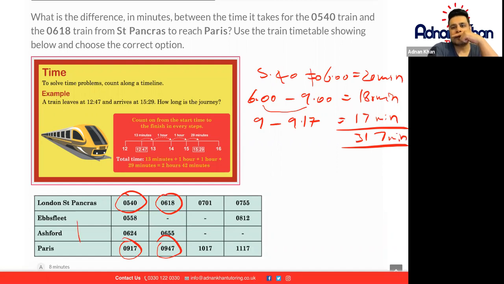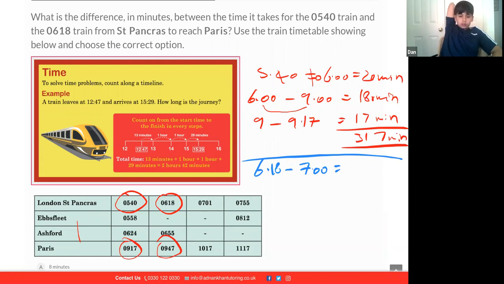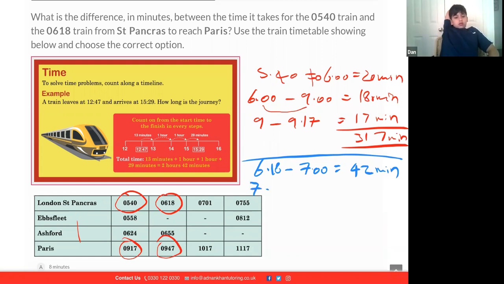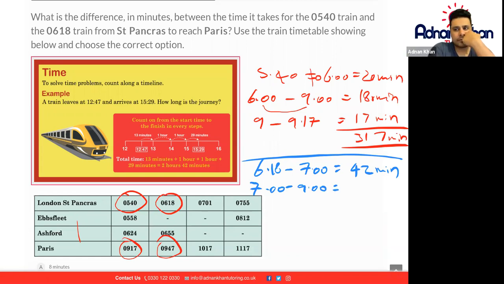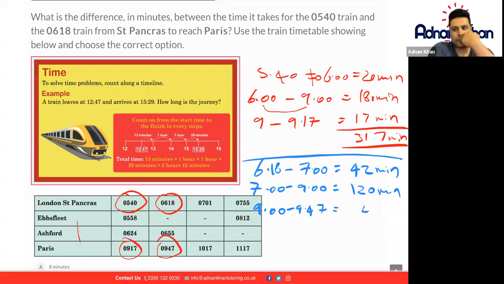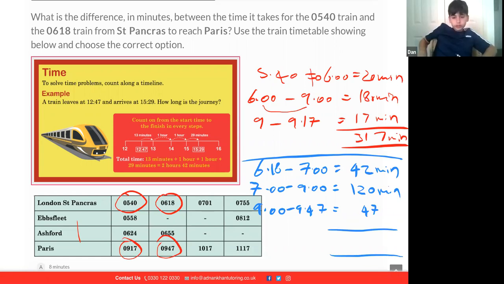Let's do the second one. So the second one is going to be from 6:18 to 7. How many minutes? It is 42. And then 7 till 9 is 2 hours. How many minutes? 120. Then 9 to 9:47 is 47 minutes. Good. So 120 plus 42 is 160.